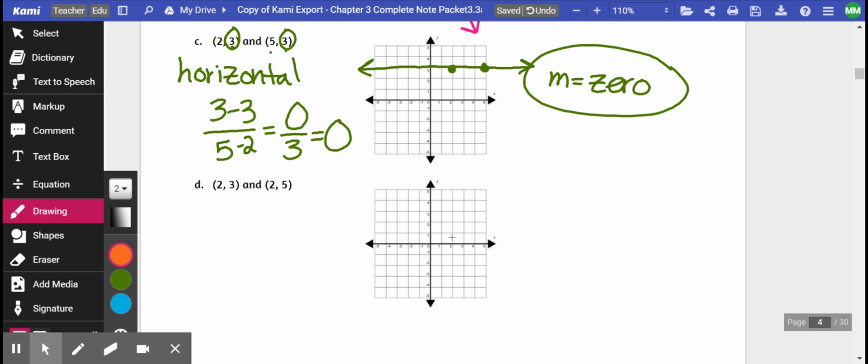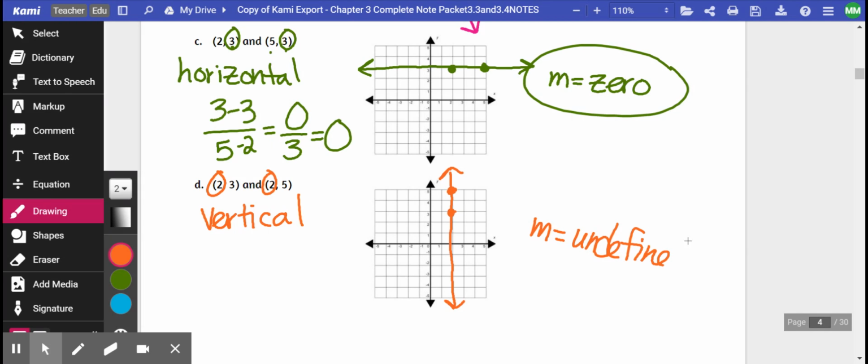We have the points 2, 3, and 2, 5. All right, now this one is a vertical line, and I can see that I have the same x values. So with ones like that, when you have a vertical line, your slope is undefined. And I'll show you how we can even get that with the formula.